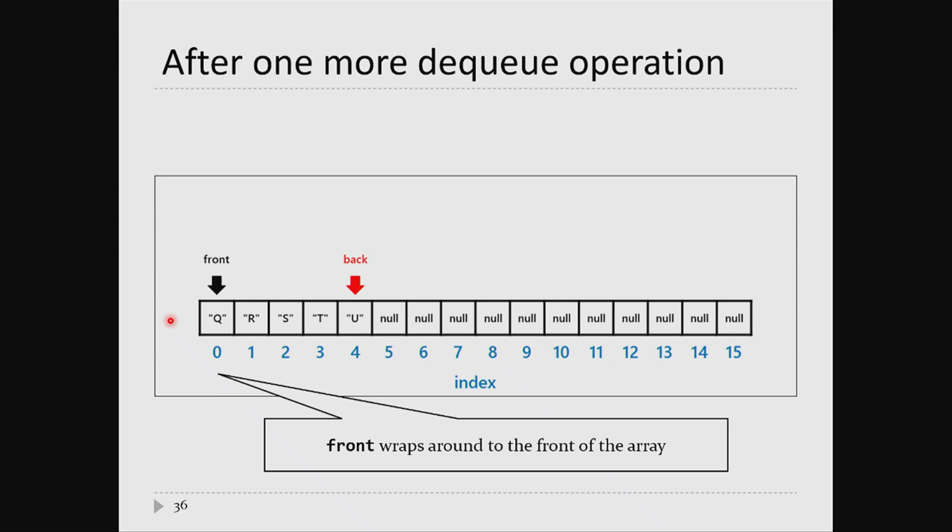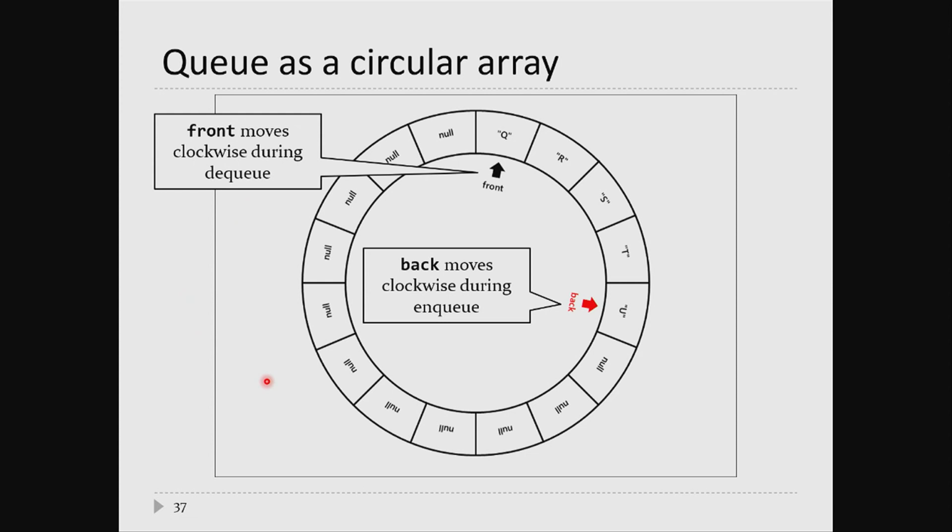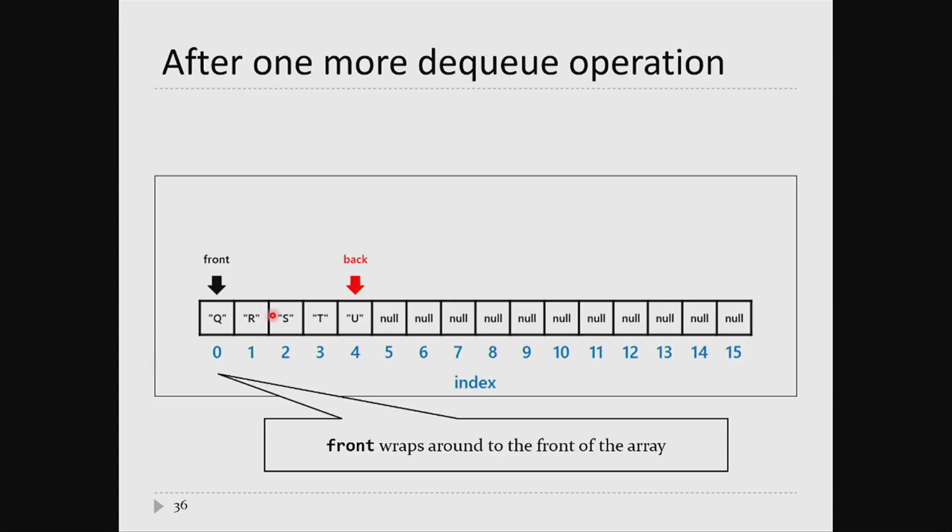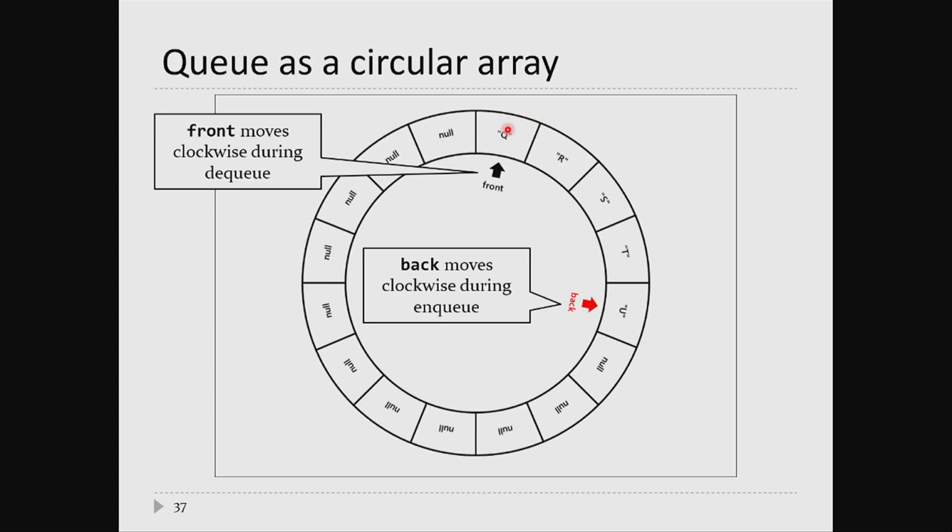And the other thing you should recognize by now is that front and back are both cyclic values. 0, 1, 2, 3, 4, 5, 15, 0, 1, 2, 3, 4, 5, 15, right? They keep on wrapping around. So another way to draw this queue is as what's called a circular array. This is the exact same picture as this, where this is element 0 of the array, and this is element 4.